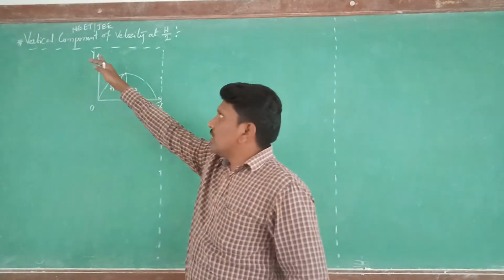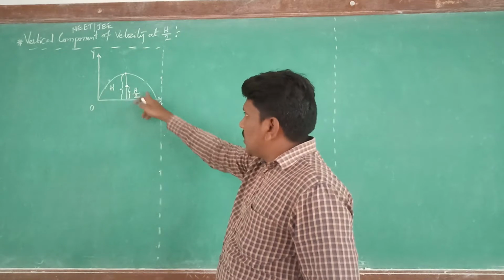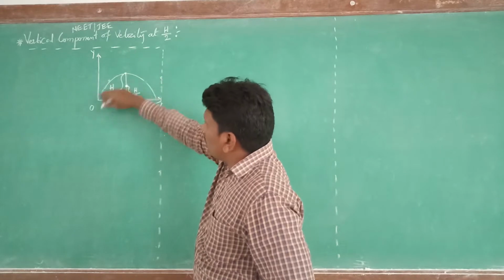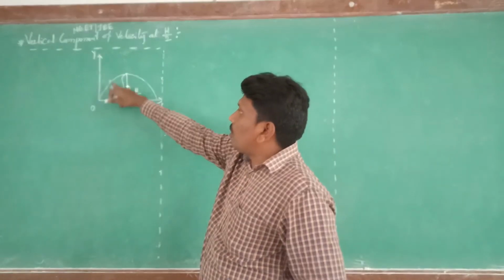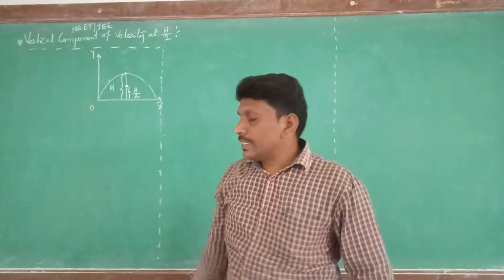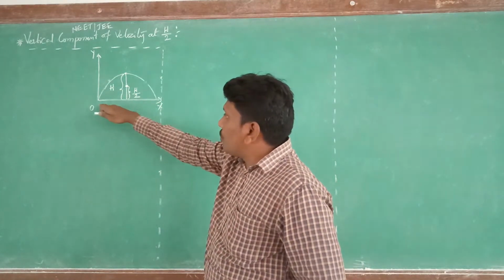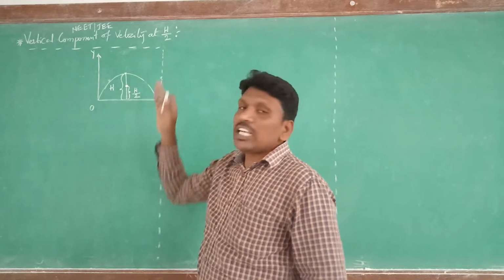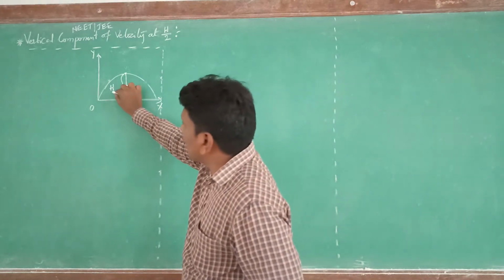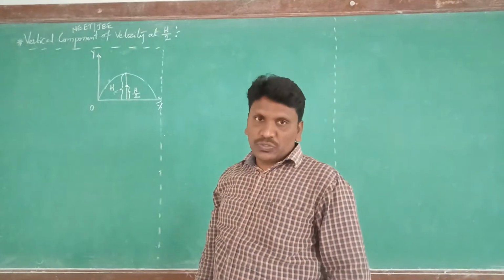This is the x and y axis, drawn from the origin point. We know that this is the trajectory of the projectile, and this is the maximum point on the trajectory, which is called maximum height. What is meant by maximum height? The vertical displacement from the horizontal axis to the maximum point on the trajectory is called maximum height, that is h max. So this is called half of the h max, h by 2.